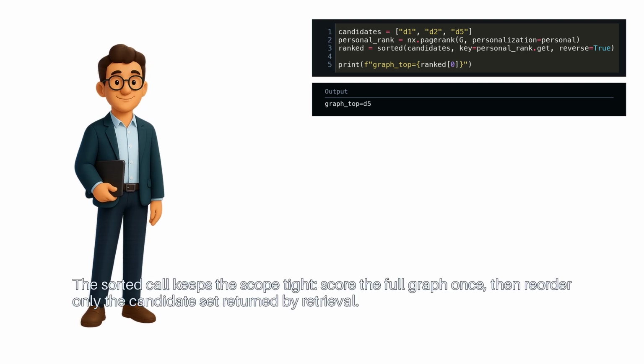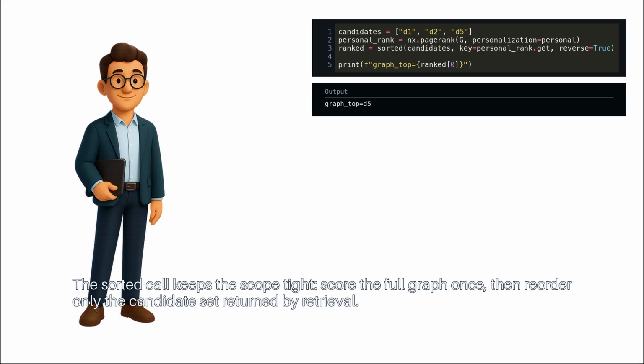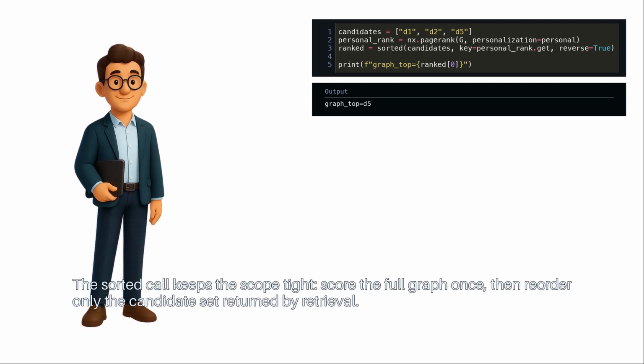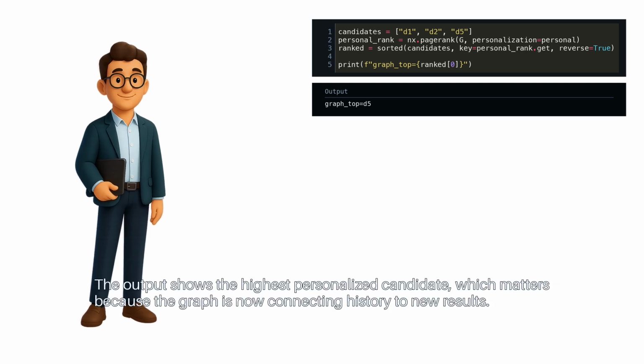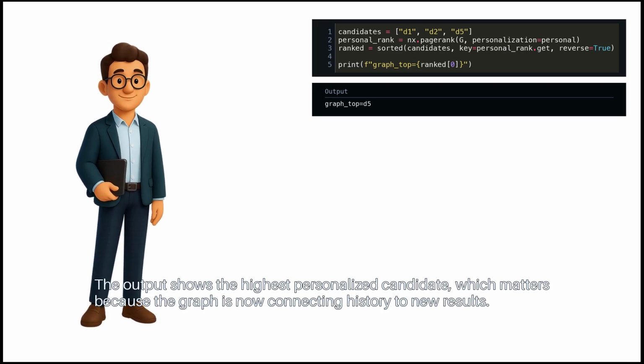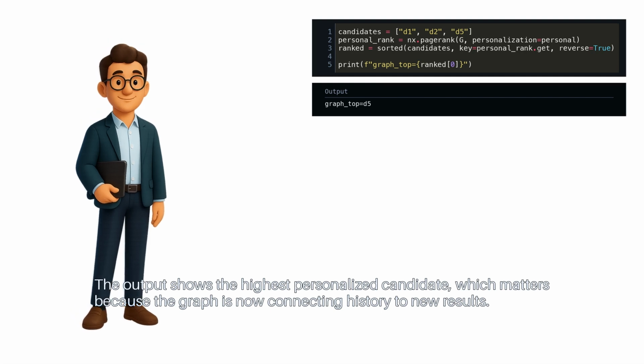The sorted call keeps the scope tight. Score the full graph once, then reorder only the candidate set returned by retrieval. The output shows the highest personalized candidate, which matters because the graph is now connecting history to new results.